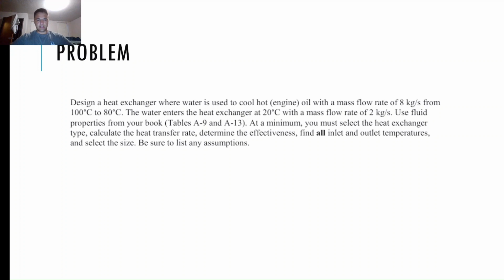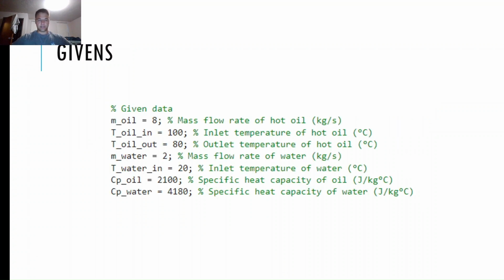I'm going to be using the properties from the book in tables A9 and A13 for the oil and the saturated water. In this, I'm going to end up determining the area, and then finding all the inlet and outlet temperatures, the effectiveness, and the heat transfer rate. I'm also going to be listing all the assumptions that I have to make to do this. All the given data is the mass flow rates, the three temperatures, and the CPs of oil and water from the tables.